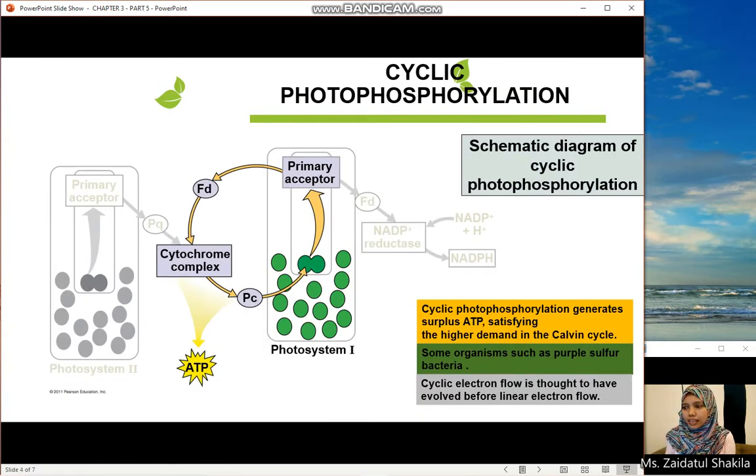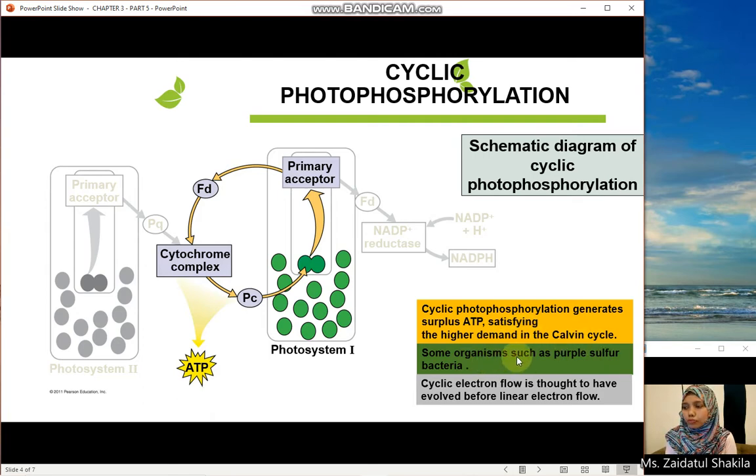What you see here is that only photosystem 1 is involved in cyclic photophosphorylation and only ATP is produced. There is no production of NADPH, and there is no involvement of photosystem 2. So cyclic photophosphorylation generates surplus ATP that satisfies the demand of the Calvin cycle in order to produce the food.